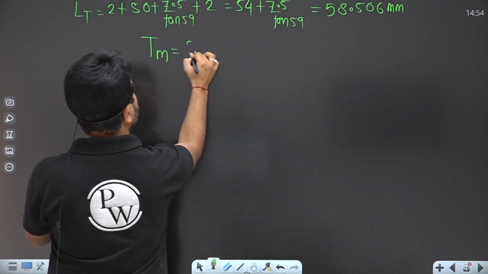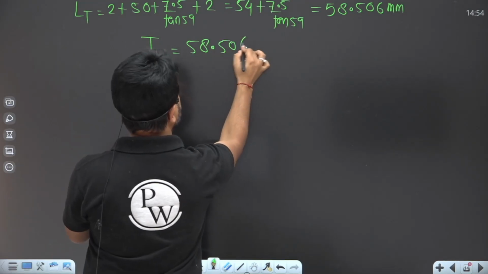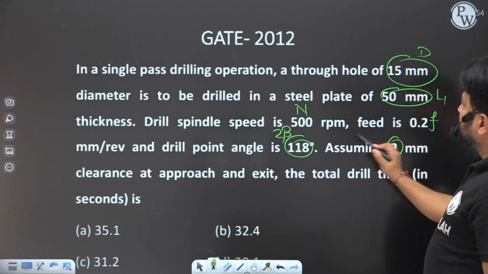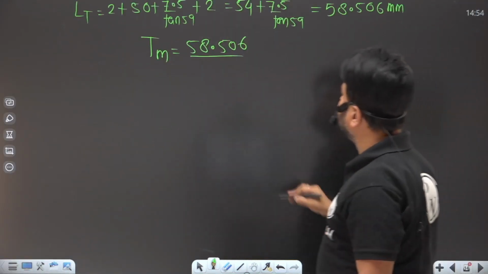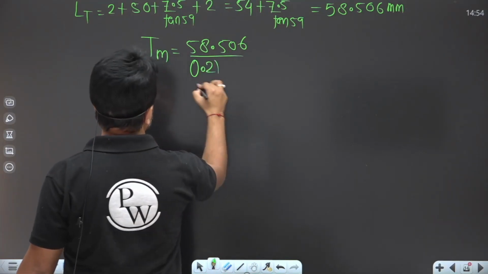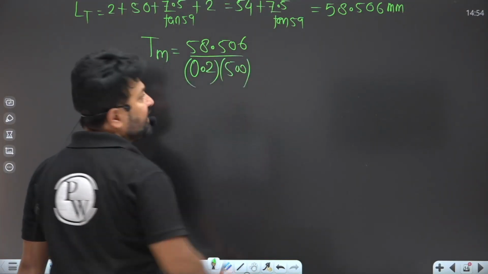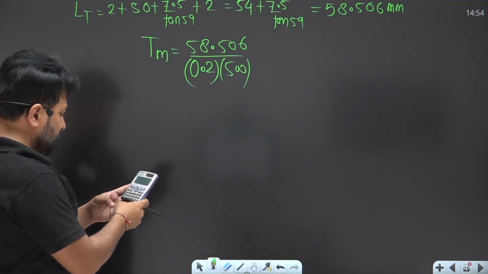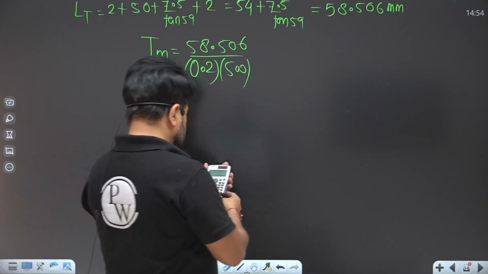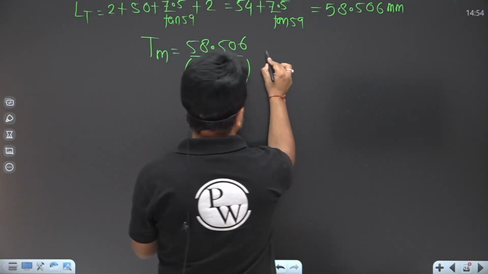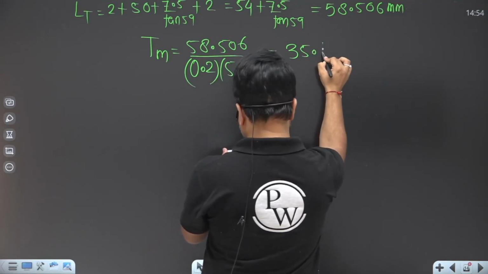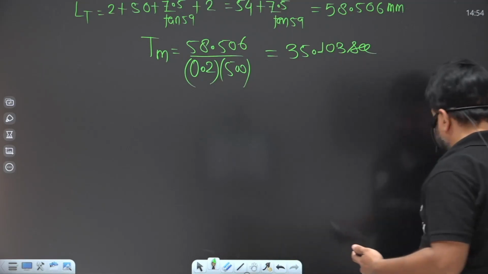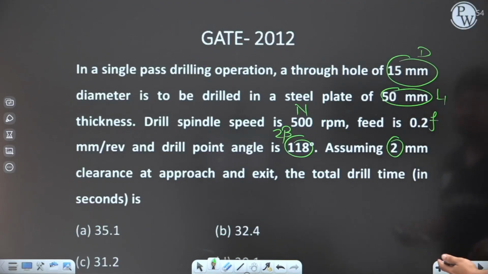Machining time is 58.506 divided by f times N. f is 0.2, N is 500. So the answer divided by 0.2 into 500, then into 60. It is coming 35.103 seconds. This is the correct answer, so option A is the right one.